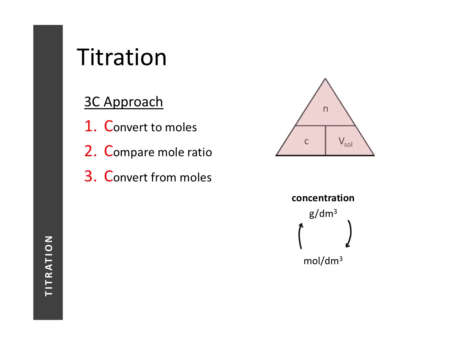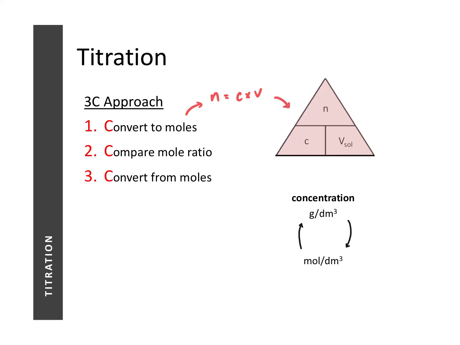To solve chemical calculation questions involving titration, it almost always requires the 3C approach that we have learned in chemical calculations. The first C is to convert to moles. Now, in this case, we are dealing with solutions, be it acid, alkali, oxidizing, or reducing agents. They are all solutions. So to find the number of moles of solutions, we need to use this particular formula. Number of moles equals concentration times volume, or this particular equation triangle.